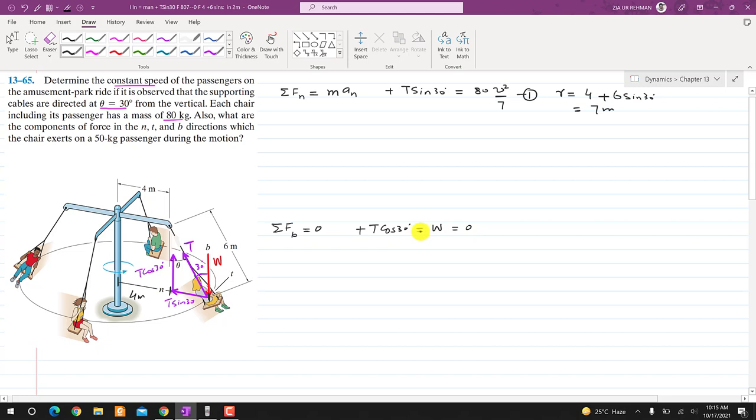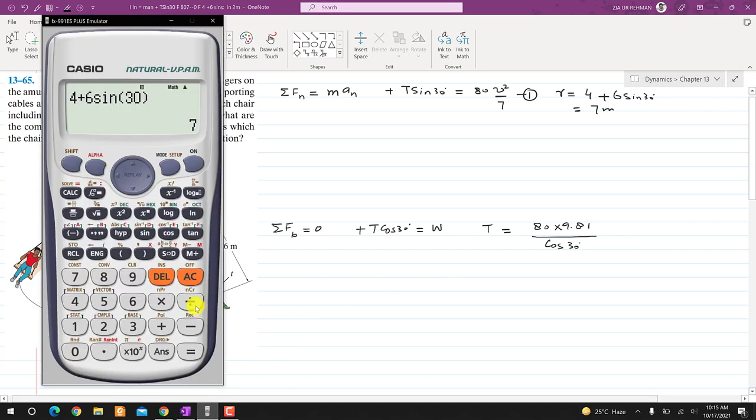Or we can say that T cos of 30 is equal to weight, so T is equal to weight. The weight is 80 times 9.81 divided by cos of 30. This will give us the tension in the cable.